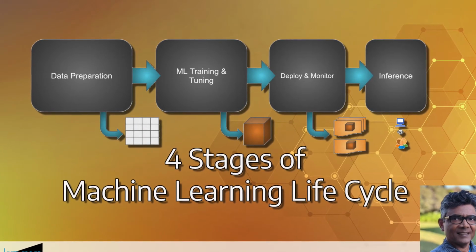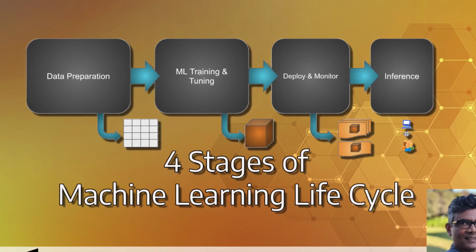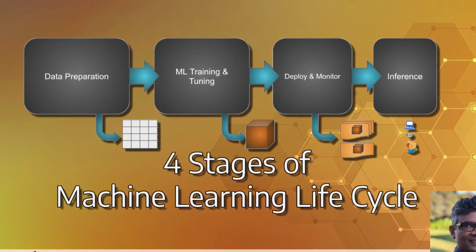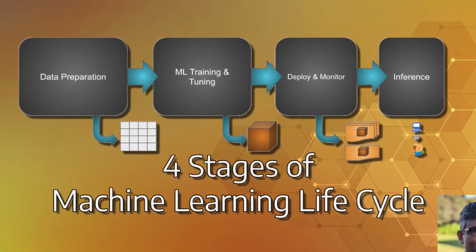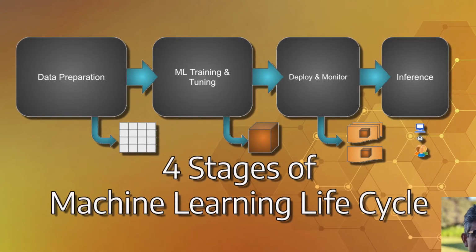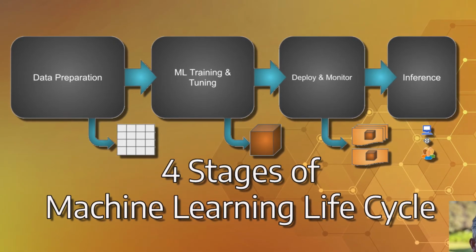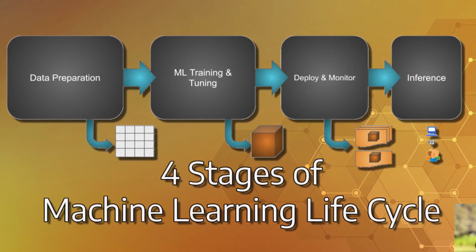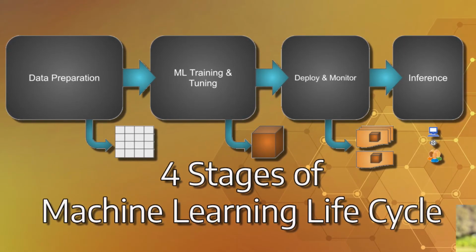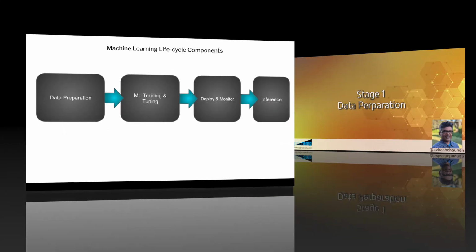So these four components are a very important part of the machine learning life cycle, and now we are going to go a little deeper and learn what happens in each stage. Our objective here is to look into the machine learning life cycle from a functional point of view. It means what kind of functionality happens in each of these stages.